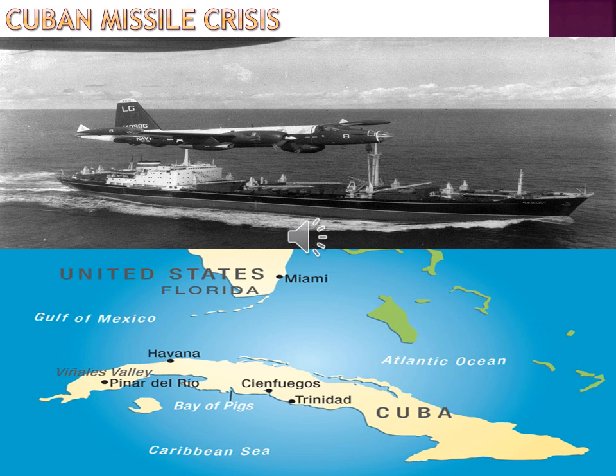So finally, the Soviet president Khrushchev agreed to withdraw the missiles, and thus the missile crisis was diffused. Eventually, the two sides reached an agreement. The Soviet Union removed the missiles from Cuba on an understanding that the US would never invade Cuba again.